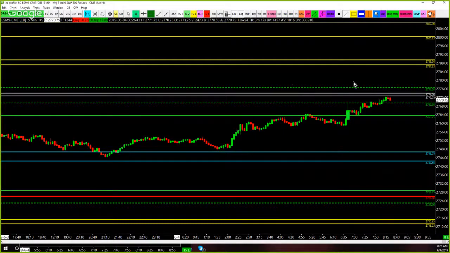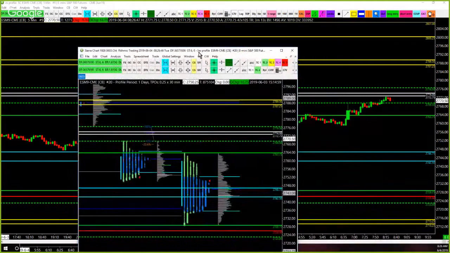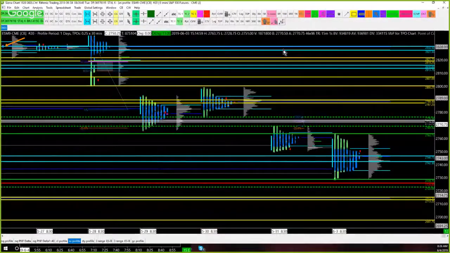Now, here's the flip side of the problem. It's not a problem. It's the flip side of the tale. Here's ES. That whole chart barely had any anomalies. The only anomalies are right by the points of control from yesterday. But the whole thing was kind of a generic profile for me.